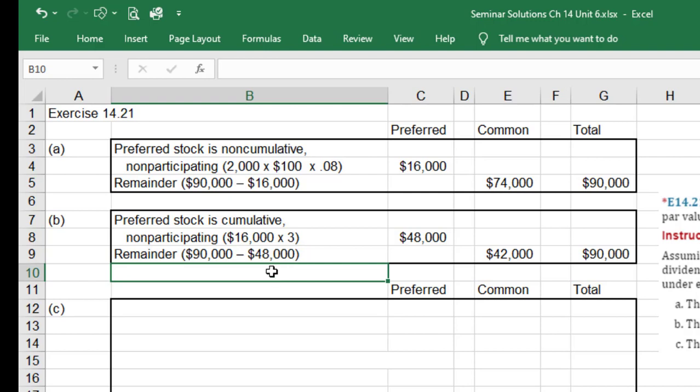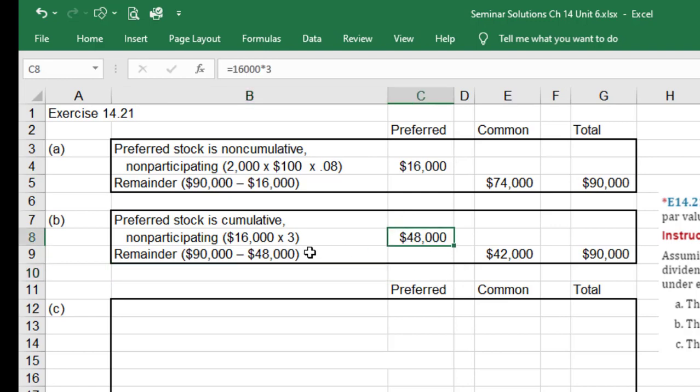Okay, so now let's look at what if it is cumulative but non-participating. It's cumulative, so that means they missed 2 years before, so that's $16,000 a year. So $16,000 for 1 year they missed, $16,000 for the second year they missed, and then $16,000 for the third year. So it's $48,000, and then of the $90,000, the rest goes to common stockholders. The common stockholders don't have to share because it's not a participating stock.